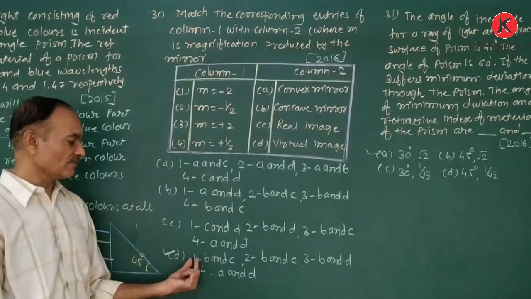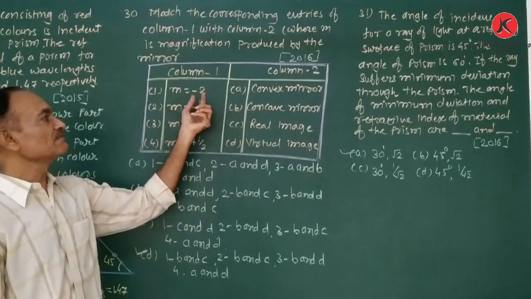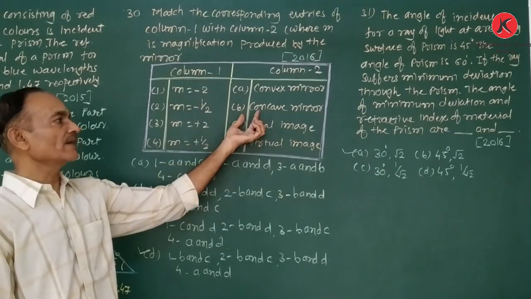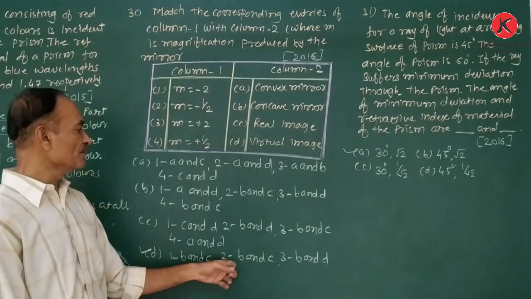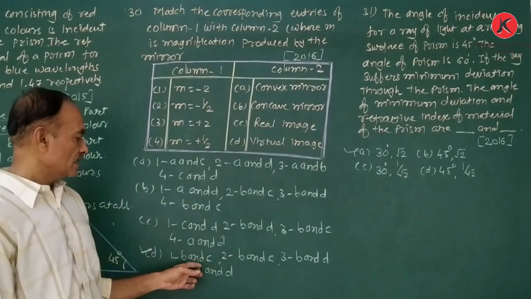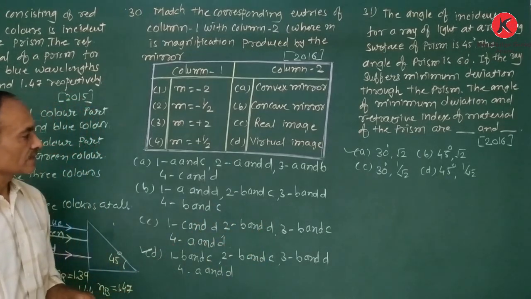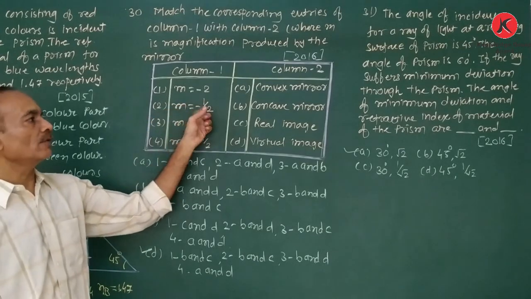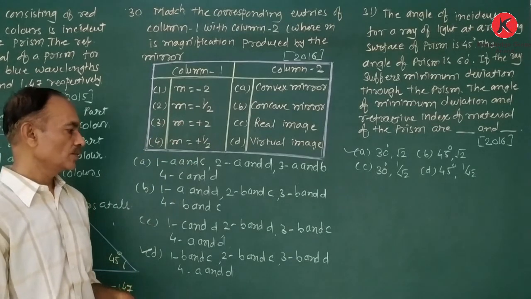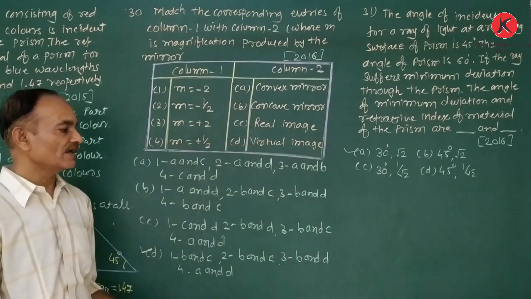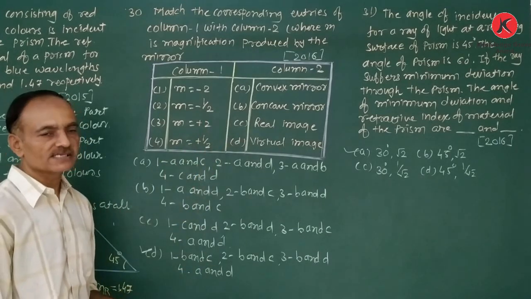So option D is right, 1 is B and C. Here M is -2, that means a concave mirror, and a real image is obtained because the image is real and inverted. Now B and C, B and D, A and B. M is equal to -1/2, again concave mirror and real image. M is equal to +2, so that is B and D, concave mirror and virtual image. And also A and D, convex mirror and virtual image.